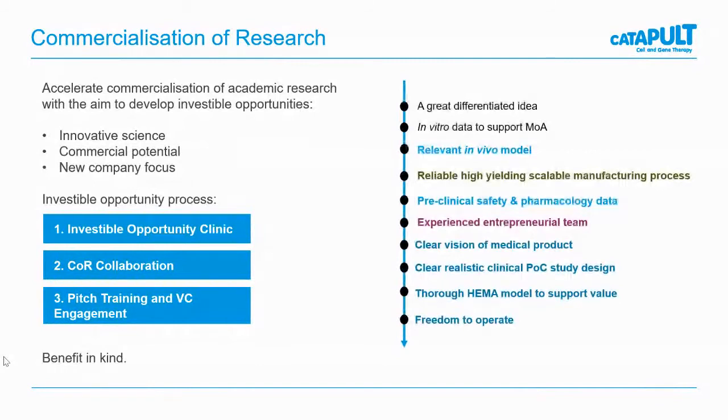And this is an example of the several steps that an academic group will need to go through from the moment that they have identified a great differentiated idea to the moment that they have established freedom to operate. And the colored items are the areas that the Catapult can support with. For example, we can advise on choosing the relevant in vivo model. We can advise with developing a preclinical strategy. We can help to put together an experienced entrepreneurial team. We can support with identifying the commercial value of the product through our health economics work.